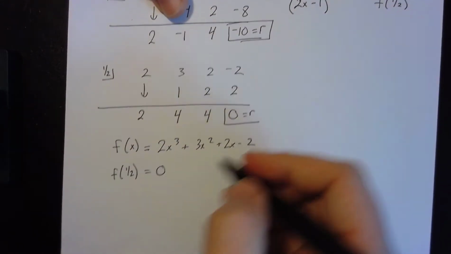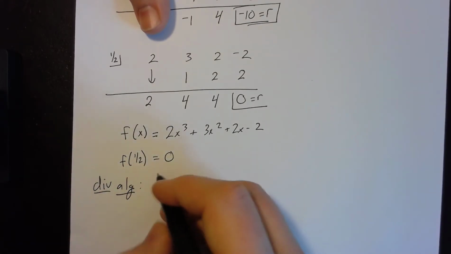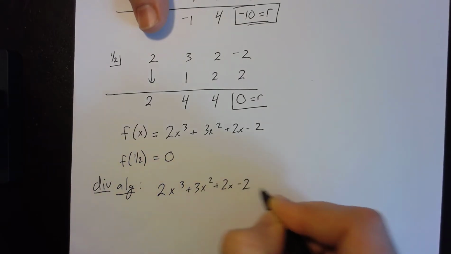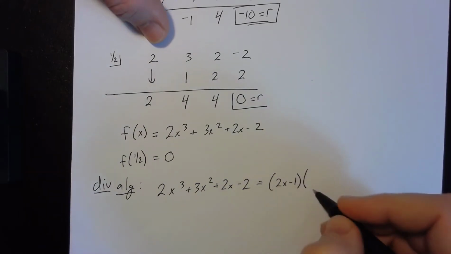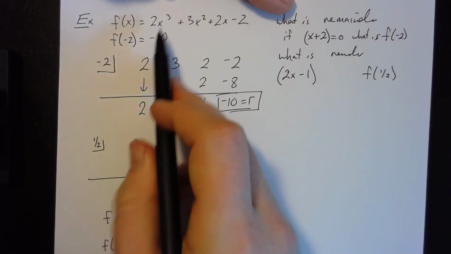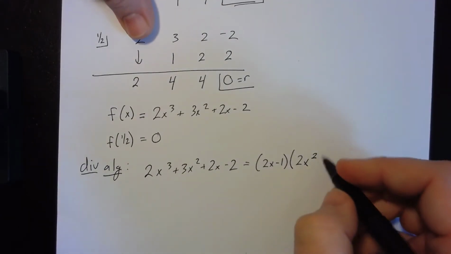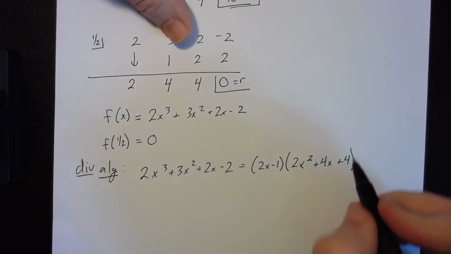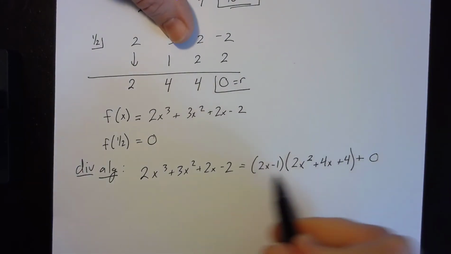So let me rewrite this in the division algorithm form just so you can truly understand what is happening here. The division algorithm form, one more time, says 2x cubed plus 3x squared plus 2x minus 2 equals my divisor, 2x minus 1, times my quotient. Keep in mind, when I divided this, this was x cubed originally, so when I divided it, it became x squared. So times 2x squared plus 4x plus 4. So what we're saying here is plus a remainder of 0, which means if I were to multiply these two things out, I should get exactly this.